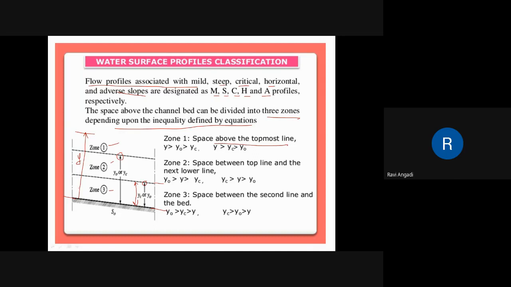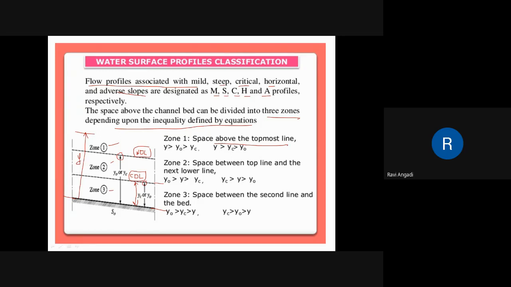I hope you're understanding, all of you. Zone 1 is lying above the 2 lines. Above the 2 lines means one line is for the critical depth, the other line is for the normal depth. You can call this the NDL, the normal depth line, and this the CDL, the critical depth line. CDL means critical depth line, NDL means normal depth line.